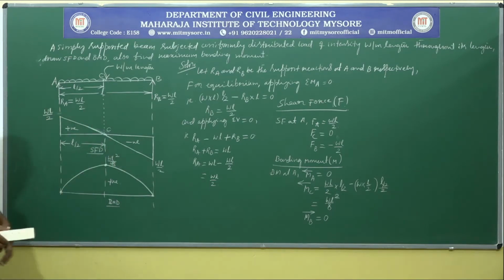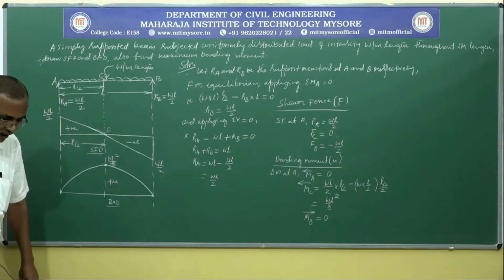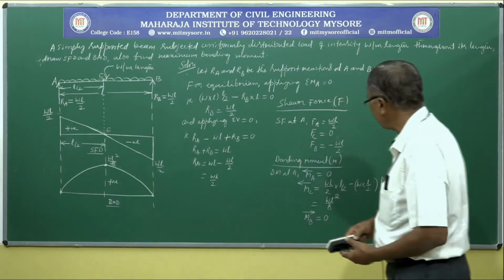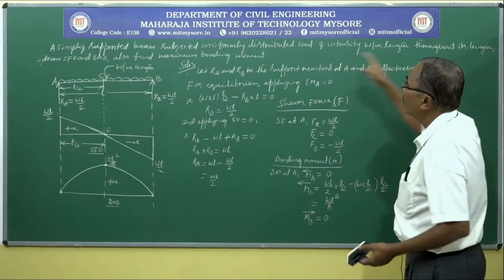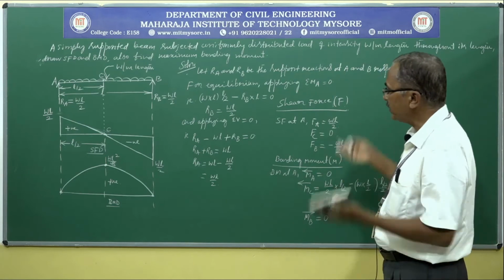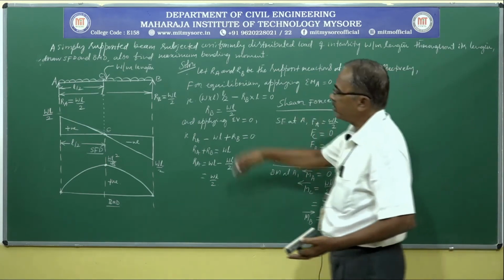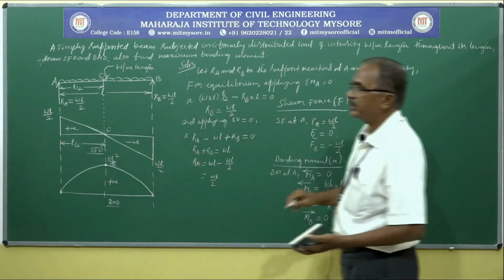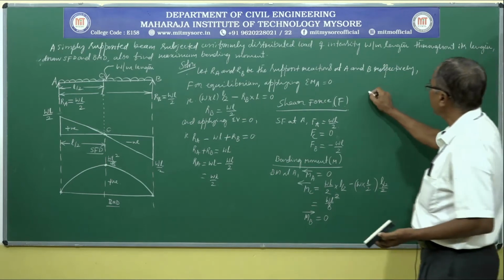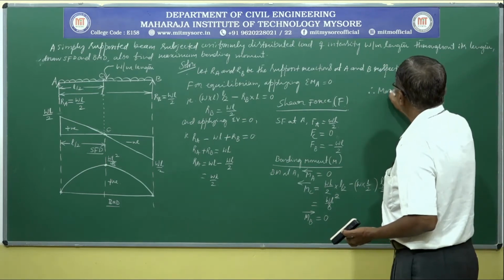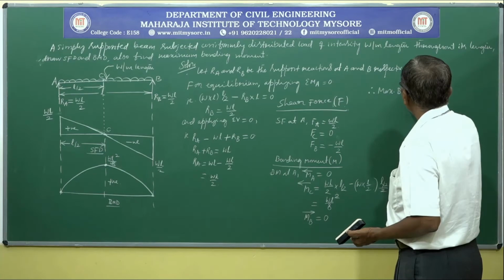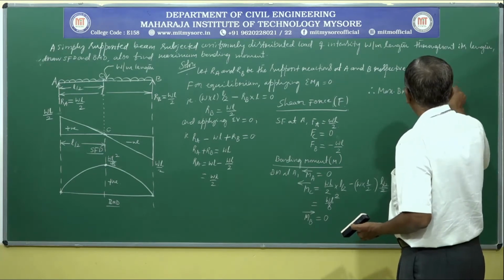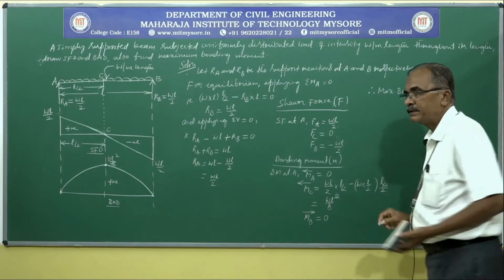So like this we can draw SFD and BMD, and we can observe here the maximum bending moment occurs at point C, and it is asked to find the maximum bending moment. Even otherwise, simply if you draw the bending moment diagram and shear force diagram, whatever value you obtain at the middle will be the maximum bending moment. Therefore, maximum bending moment is equal to MC, that is equal to WL square by 8.